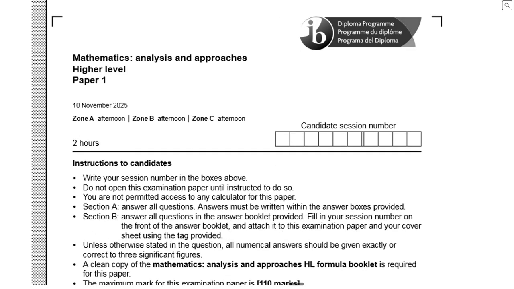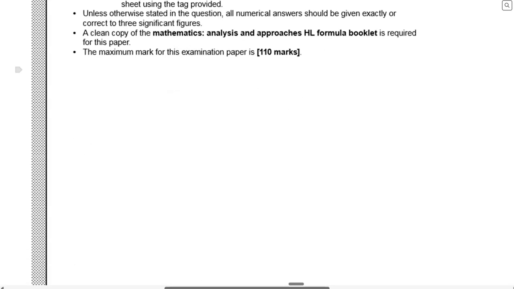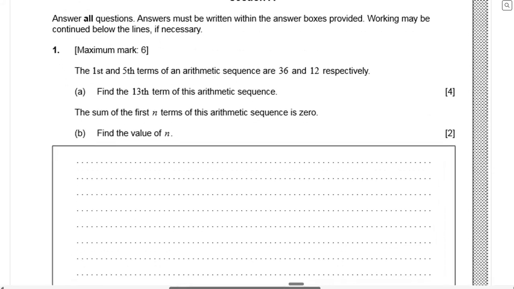Alright guys, on to Maths Paper 1, November 2025, TZ1. And we'll just walk through the questions.